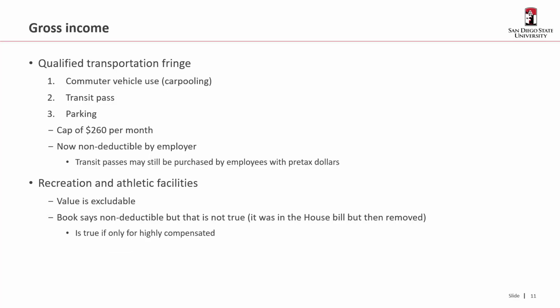Qualified transportation fringes, so things like commuter vehicle use, which is carpooling, a transit pass, not real popular in San Diego, but for those that take the trolley it would be, and parking. So this means that the employer can provide the employee with either a transit pass or parking or the use of a carpooling vehicle for up to $260 a month, and that is not taxable to the employee. However, that is now non-deductible by the employer.